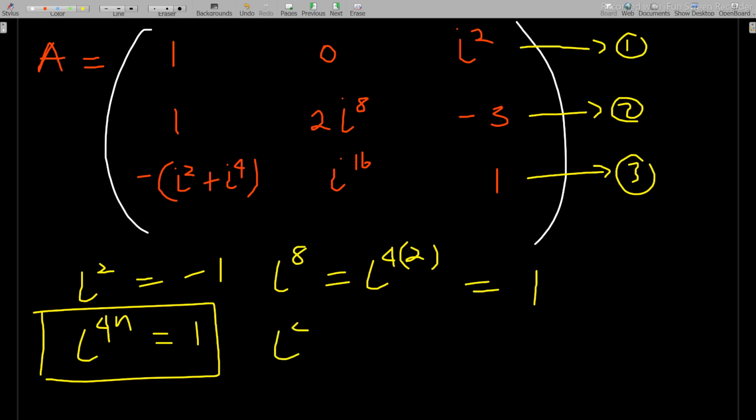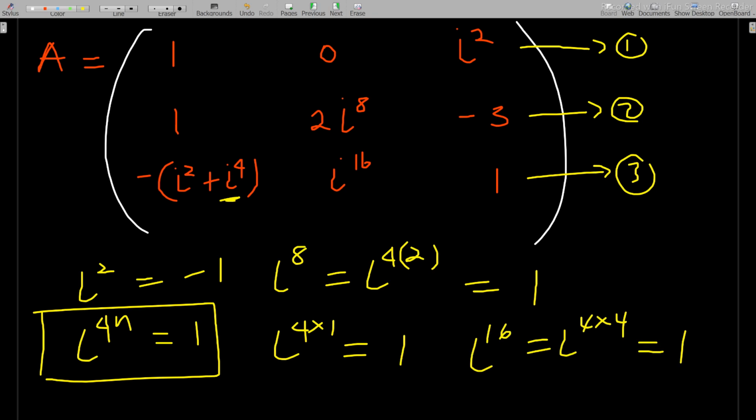i to the power 4 is the same as i to the power 4 times 1, so it means I have 1. Now i to the power 16 is the same as i to the power 4 times 4, and this is 1.